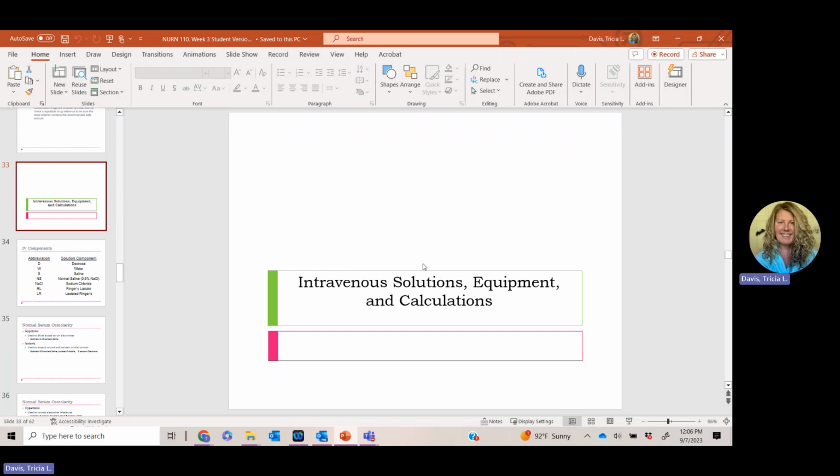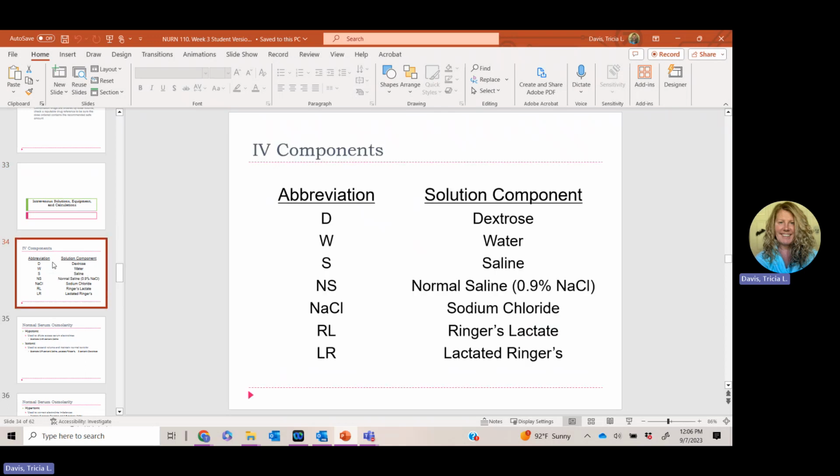All right, so now we're going to dig a little bit deeper. We're going to talk about intravenous solutions, equipment, and some calculations. So some of our patients in the hospital setting, we frequently give them IV fluids for a number of reasons, and you're going to learn all about those different reasons. A lot of times we give it to them because they're dehydrated and we need to replace something. So there's a variety of different solutions that we can give. They have different concentrations, and which solution we choose depends on what their problem is.